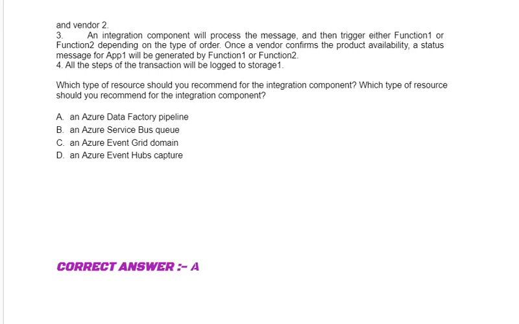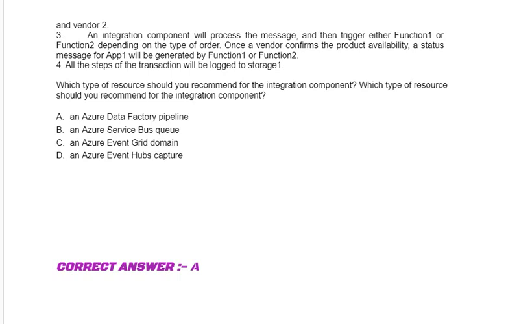Once a vendor confirms the product availability, a status message for App 1 will be generated by Function 1 or Function 2. Fourth, all the steps of the transaction will be logged to Storage 1. Which type of resource should you recommend for the integration component?